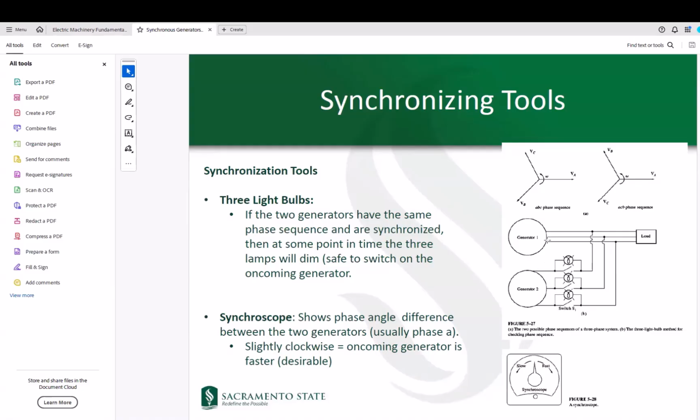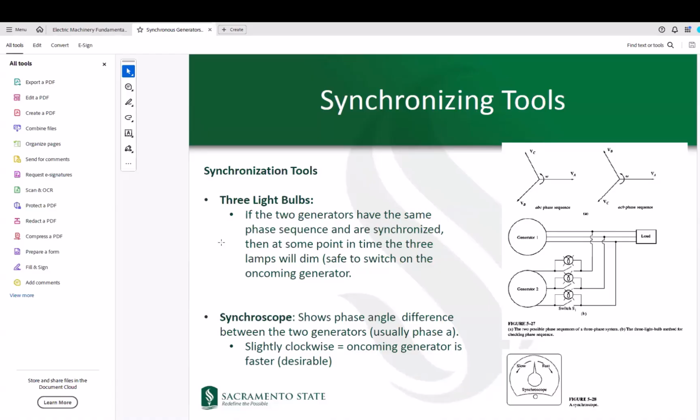Now, if there is a difference between the phase sequences, you never get a condition where all of these 3 light bulbs would be dimming at the same time. So that could be an indication of an out-of-sequence condition between the 2 generators. So if the 2 generators have the same phase sequence and are synchronized, then at some point in time, the 3 lamps will dim, which means that it's safe to switch the oncoming generator in at that time. So this is the 3 light bulbs method.